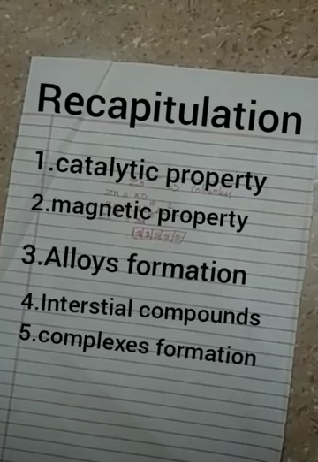Once again I recall today's class. Today we learned catalytic properties of d block elements, magnetic properties of d block elements, alloy formation, interstitial compound formation, and then complex formation. At last we learned how to find a colored compound and a colorless compound, and why compounds are colored.